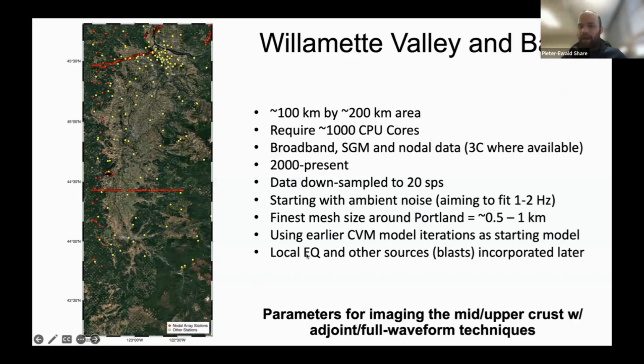But eventually, we do want to look at the few local earthquakes we have within the crust in the area to improve this model space even more, and any other seismic sources that might be of use to build this model space, like quarry blasts, for example, which happen often on a daily basis within the Willamette Basin Valley and elsewhere. And just given our station density on the left over here, at its densest point, which is around the Portland area, our mesh size will probably be on the order of 0.5 kilometer to 1 kilometer, just to give you a sense of the spatial scale that'll come out of this type of modeling.